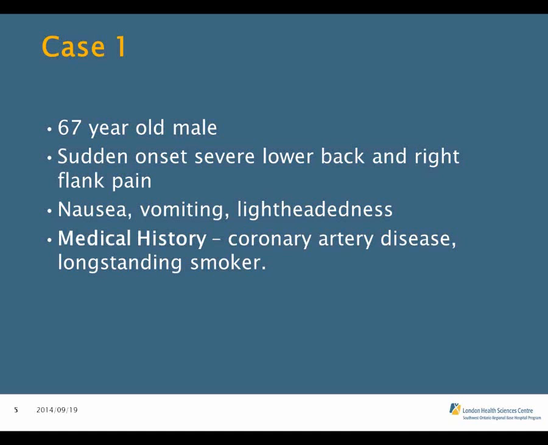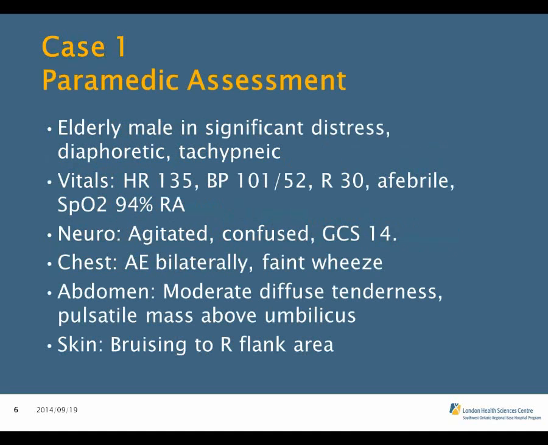Now, on to our cases. For the first case, you get called code 4 to a home where a 67-year-old male is experiencing sudden onset severe back pain and right flank pain. He has nausea, vomiting, and lightheadedness, and his medical history is significant for coronary artery disease, as well as the fact that he's a long-standing smoker.